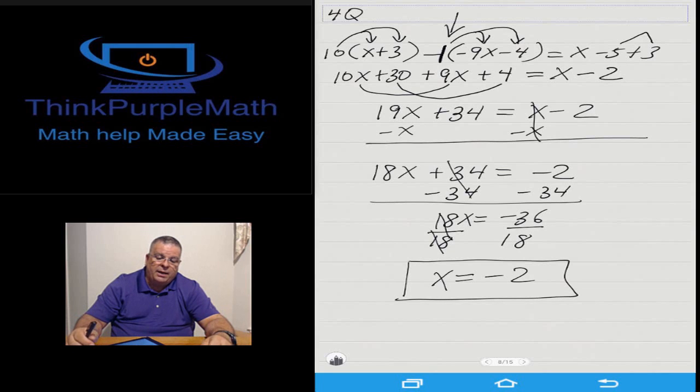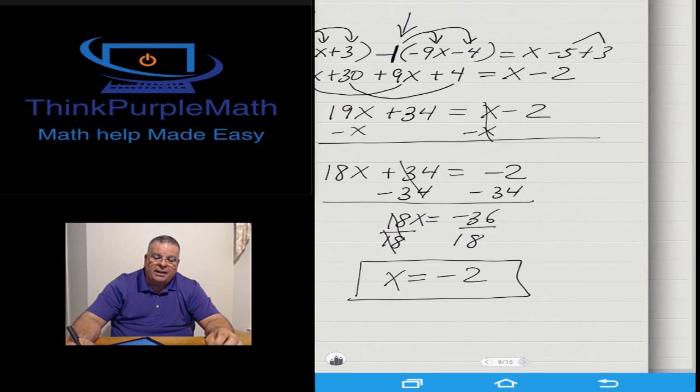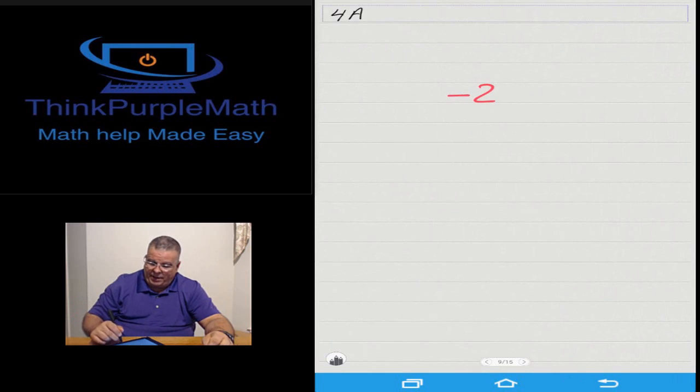So we distributed in the first line. We combined like terms in the second line. And then we began applying inverse operations from there on. And ultimately got to negative 2. And negative 2 is our final answer.